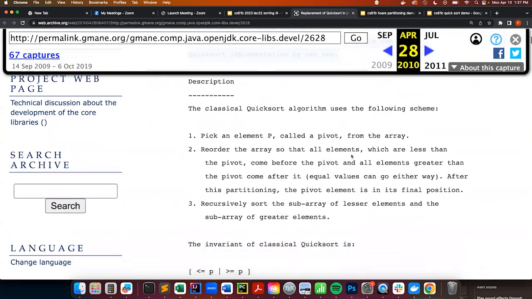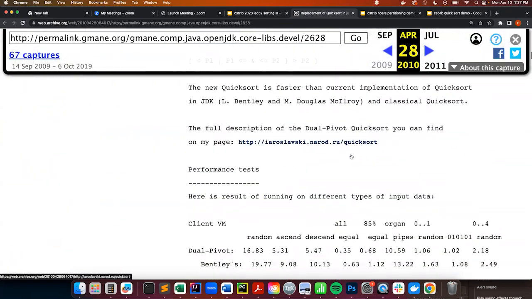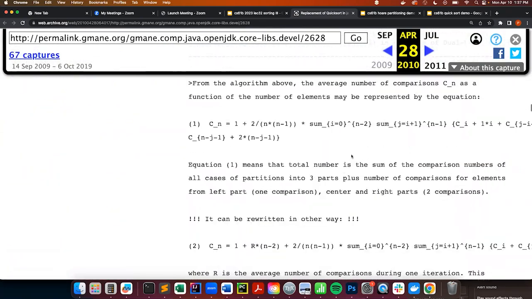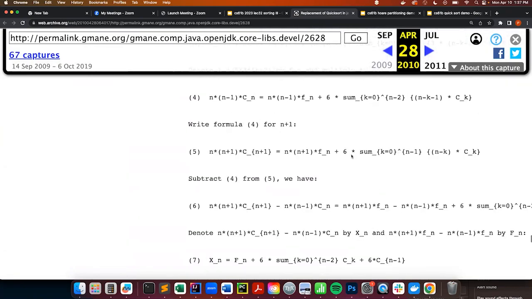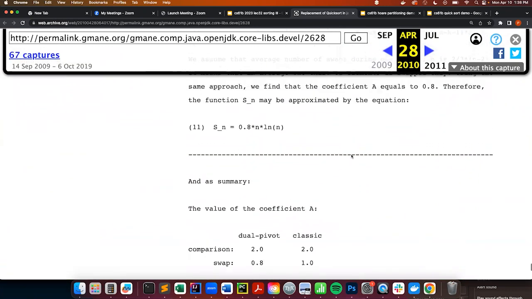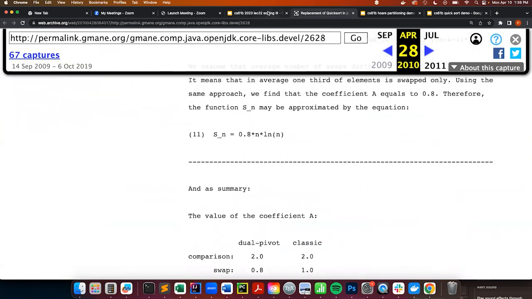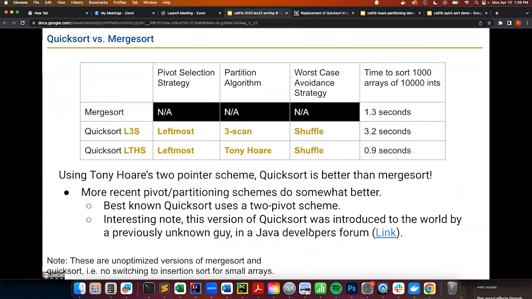This is where this Quicksort became popular. He wrote about it, ran a bunch of tests, and submitted it as an improvement request for Java. Sure enough, it was faster, and this is a better Quicksort than the one everybody was using, not just in Java, which is sort of a funny story.